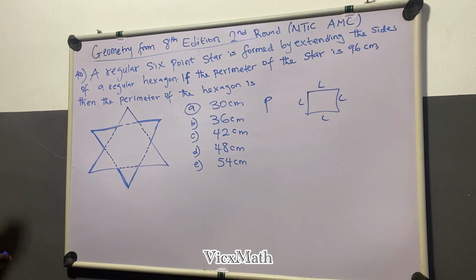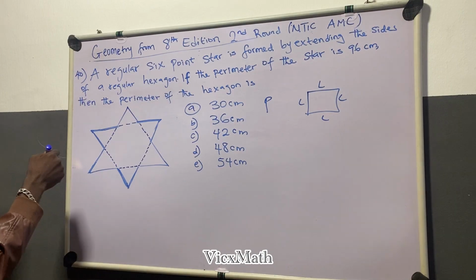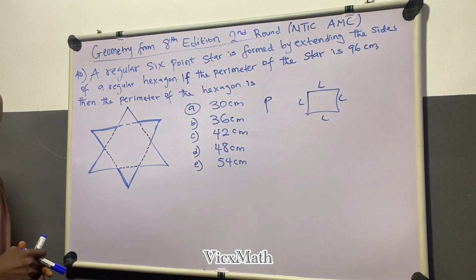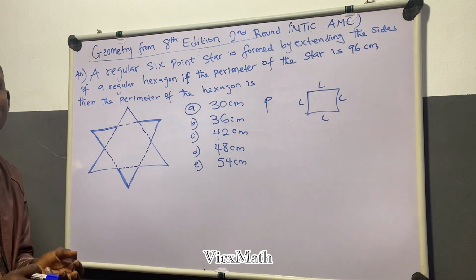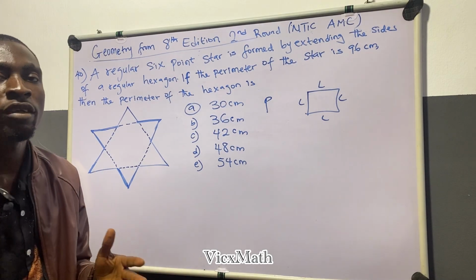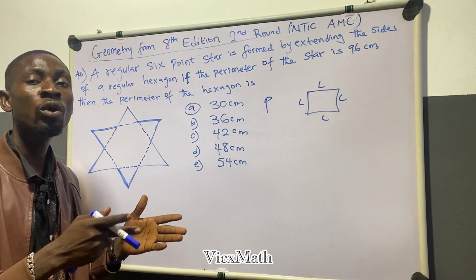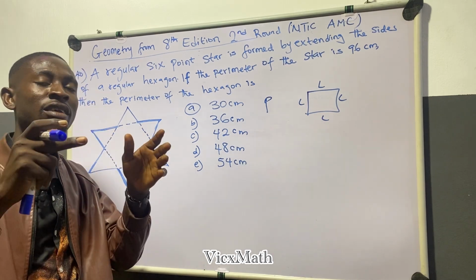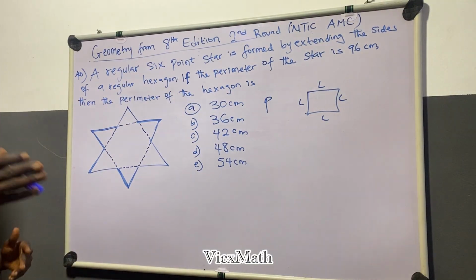Here we have a regular hexagon, and what to take note of is that this is regular. I want to give you a little hint about polygons. In polygons, it starts from the triangle, which is 3-sided. 4-sided is called quadrilateral, 5-sided is called pentagon, 6-sided is called hexagon, 7-sided is called heptagon, 8-sided is called octagon, 9-sided is called nonagon, then 10-sided is called decagon. It continues even to 100 and more.